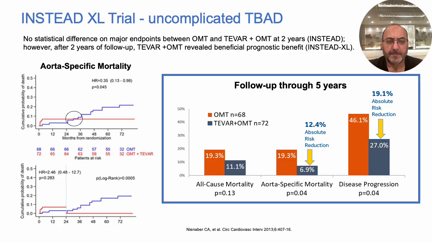This is the INSTEAD-XL trial, which was done on uncomplicated type B dissection. Essentially, what you see here is the absolute risk reduction of aortic-specific mortality at 5 years follow-up. When you do TEVAR and optimal medical therapy, you have a 12.4% absolute risk reduction. And as far as disease progression, namely aortic degeneration and aneurysmal degeneration, it is 19.1%.